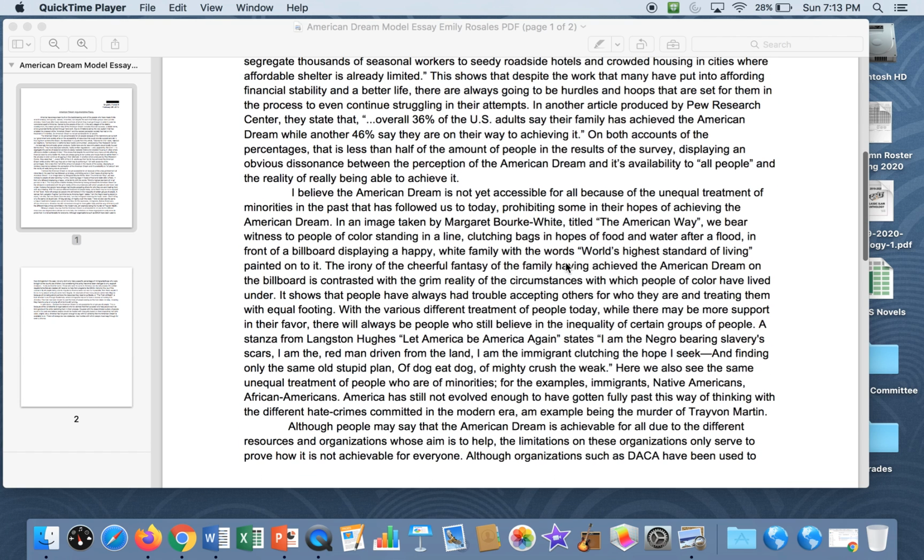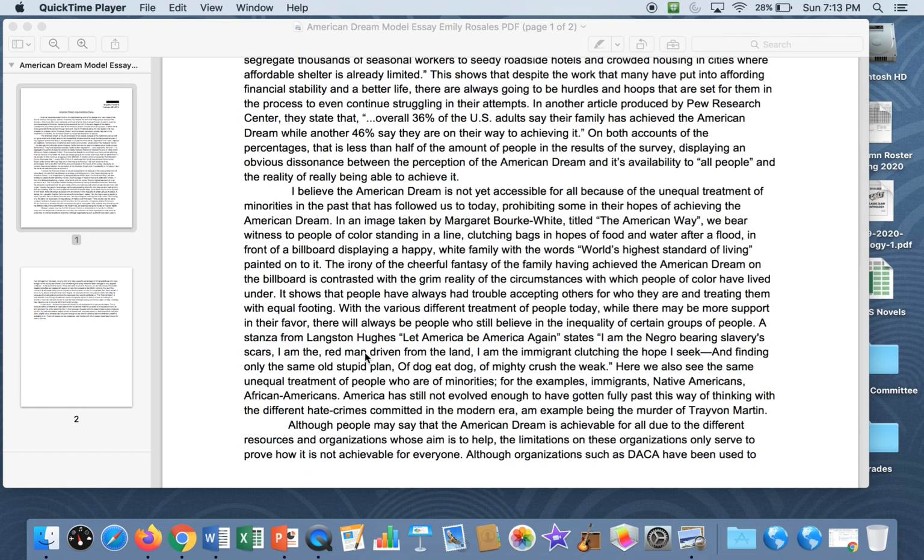And then in her next paragraph, she uses a poem, Let America Be America Again, and she pairs it with the photo that we studied together in class a couple of weeks ago. The way that I showed it to you, it was titled At the Time of the Louisville Flood, but she entitles it The American Way.